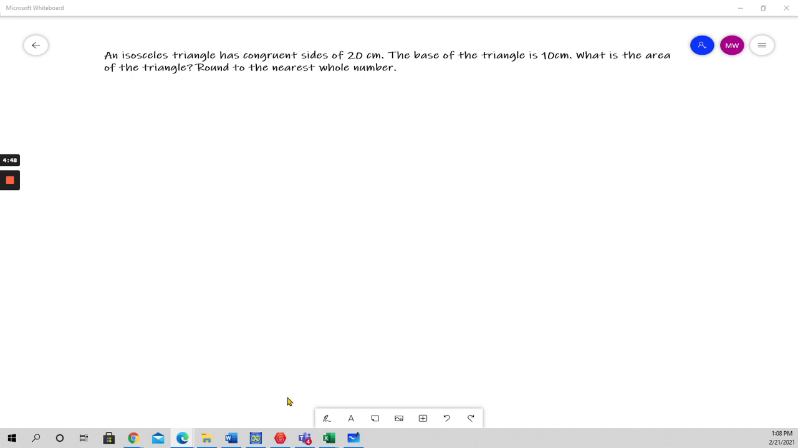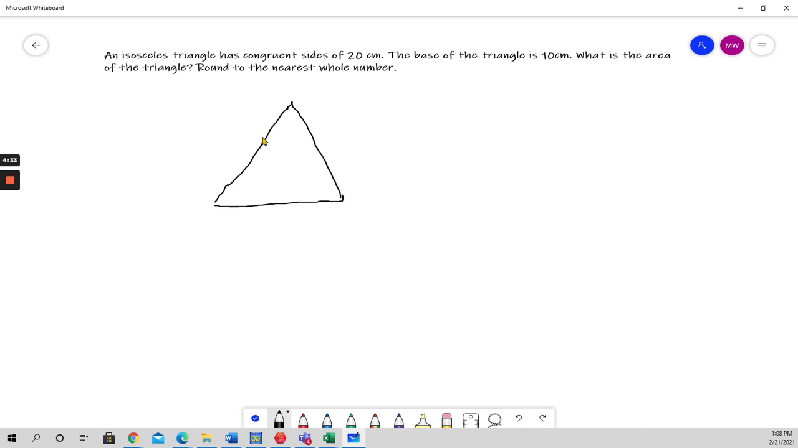Okay. So, I'm going to draw an isosceles triangle. Remember, an isosceles triangle is a triangle where two sides are congruent. So, it says the base is 10, so we're just going to pretend because this isn't perfect. And the congruent sides are 20. So this is 20 and this is 20. And what is the area?